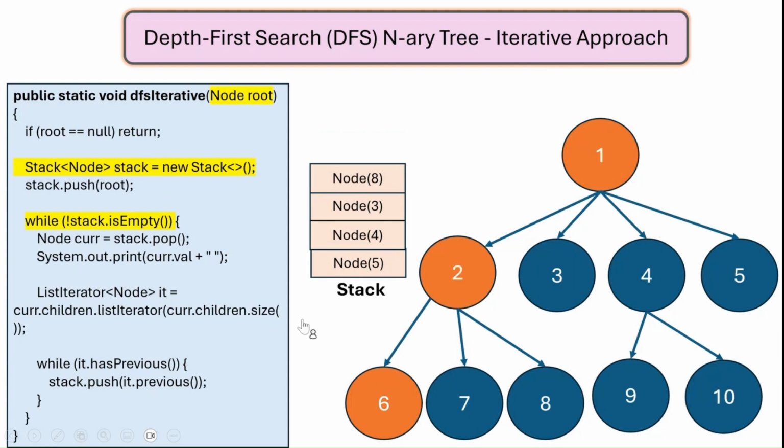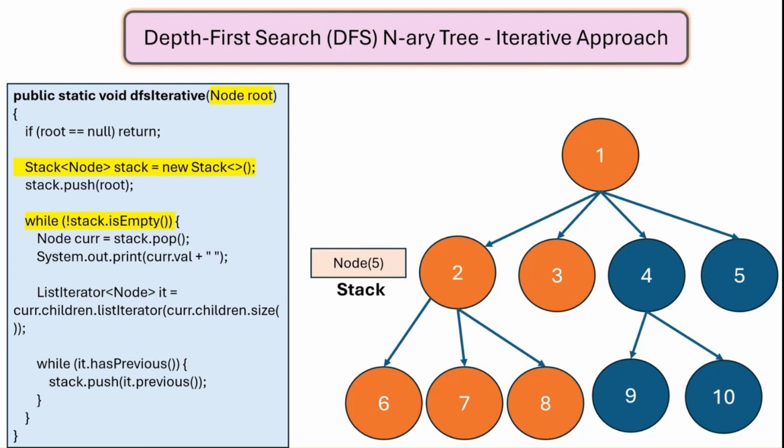Now 7 will also be popped. No children for 7, so nothing is pushed to the stack. Similarly for node 8. Node 3 also does not have any children, so it will be popped and nothing is pushed to the stack. For 4, it is popped and the children 10 and 9 are pushed to the stack. 9 is visited, then 10 is visited, 5 is visited, and none of them had any children, so nothing was pushed to the stack. Now the stack is empty, so we will come out of the loop.